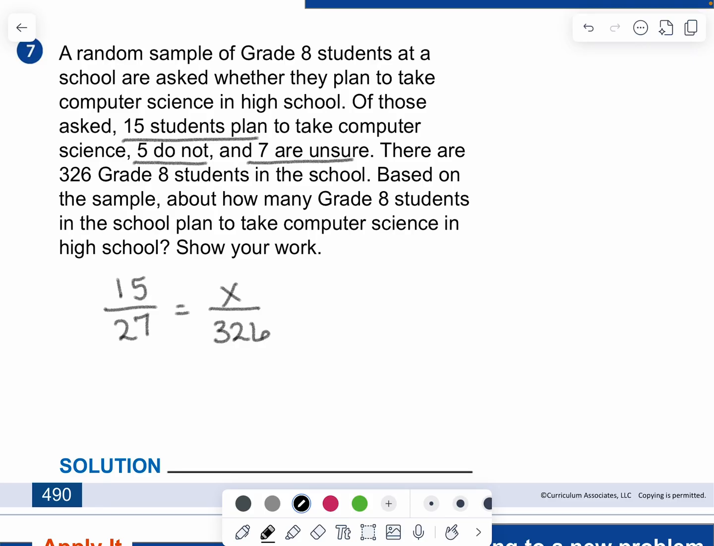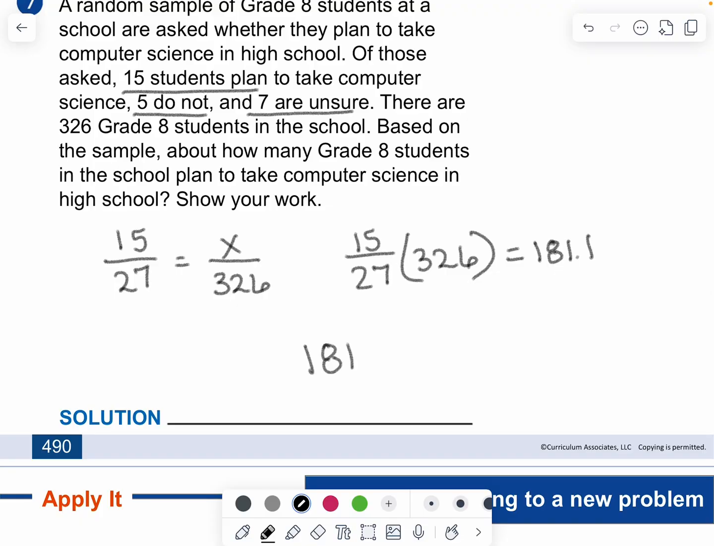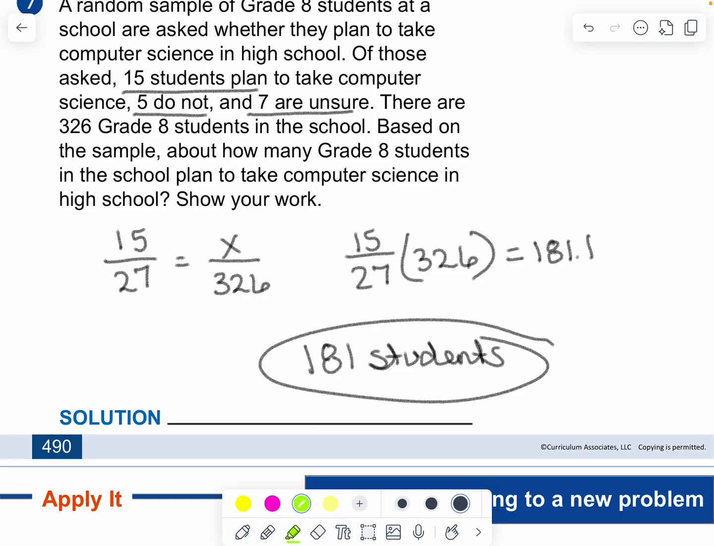So this is one way you could solve it. Or you could get 15 divided by 27 as a percent. Not the prettiest. We will have to estimate it, but really we could just do 15 divided by 27 and get our decimal and multiply that by 326. So you can solve it either way, whichever way you see it and think about it. When I solve this, I get 181, and you'll get the same answer either way. So we're going to round down and say 181 students. To me, this is faster than solving the proportion. They both work. It's just the quickest way to do the problem if you're looking for the quickest way.